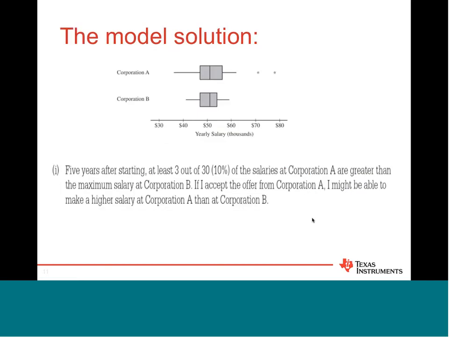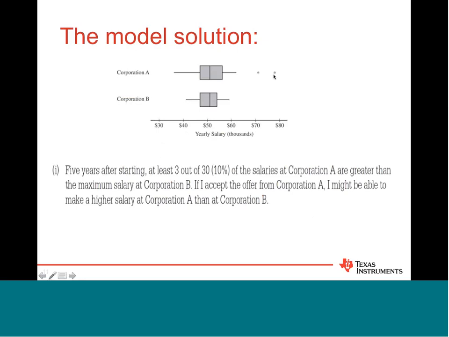So when you look at the model solution, if you look at Corporation A, what do you notice about Corporation A that's different than B? Well, Gail's pointing to that. We've got some very high salaries out there. And on that type of box plot, those are considered outliers, which is not necessarily typical. So some people might want to go to work at Corporation A because there's a possibility or a chance of making a very high salary.